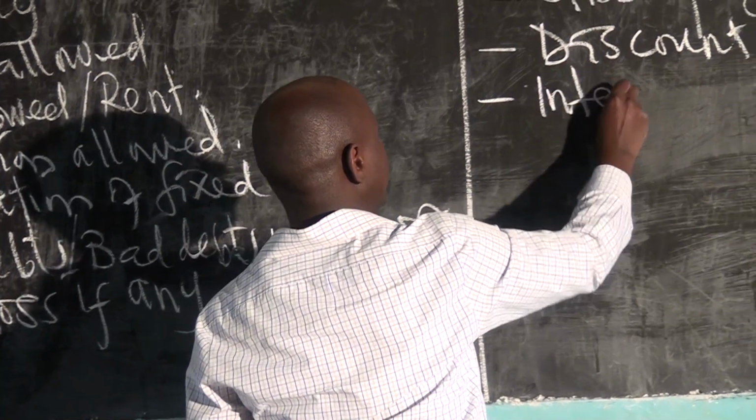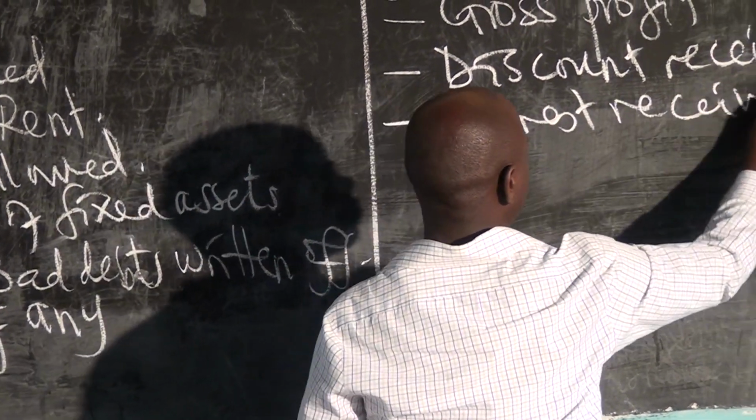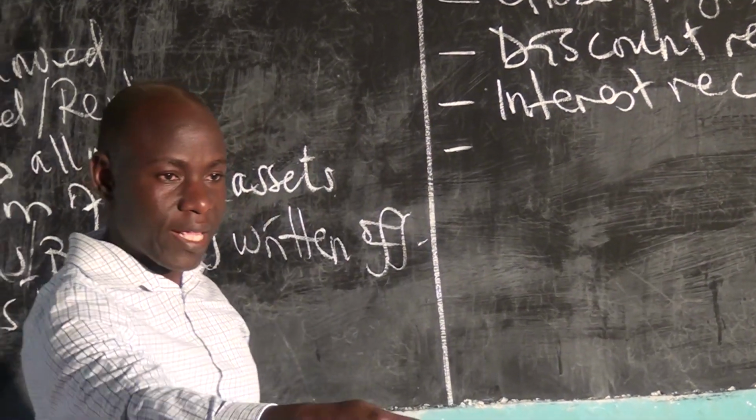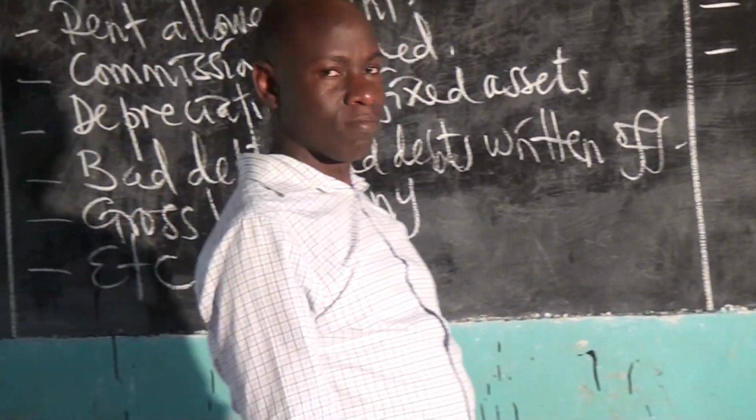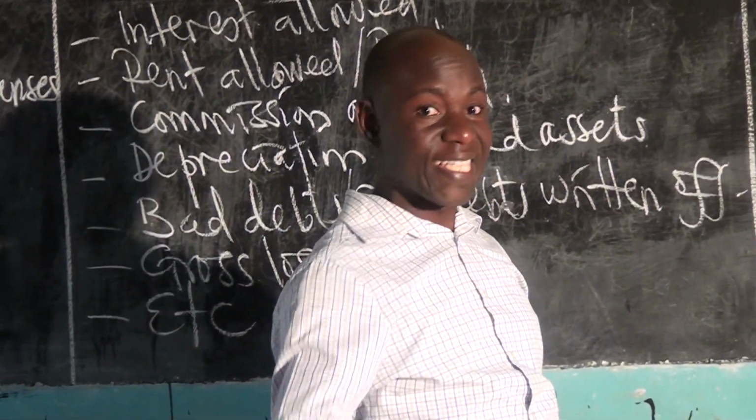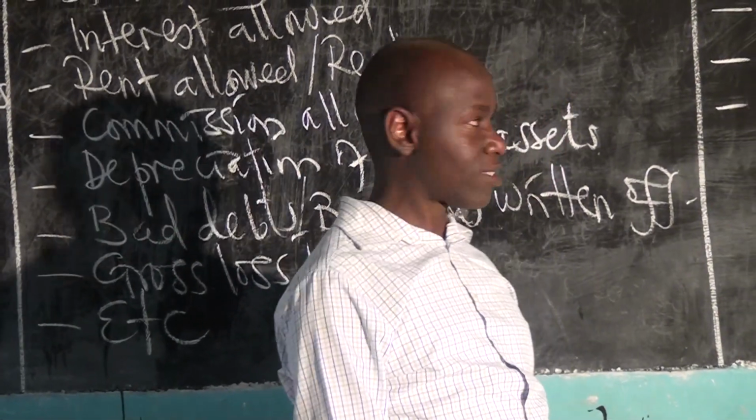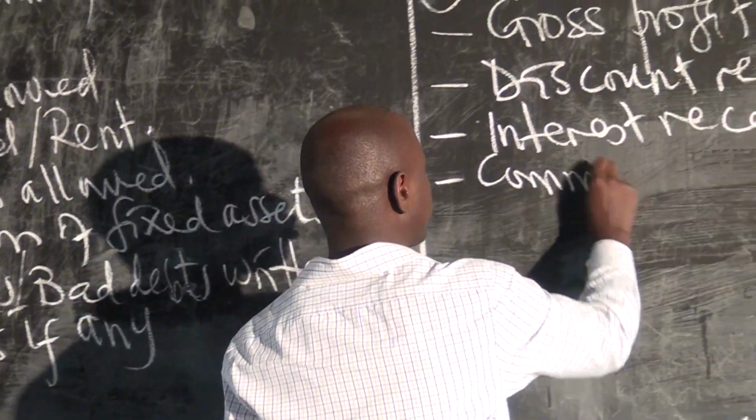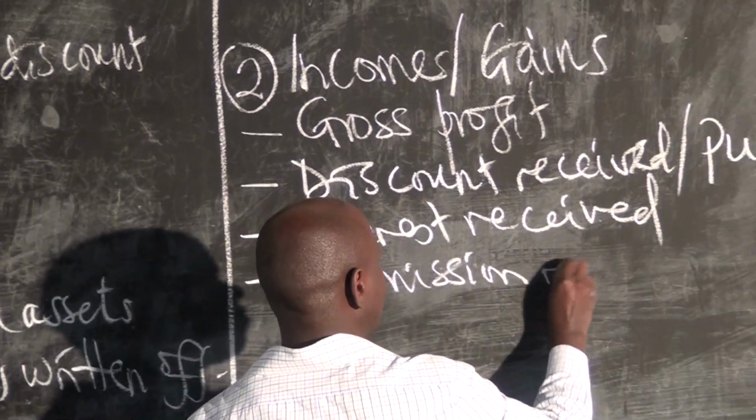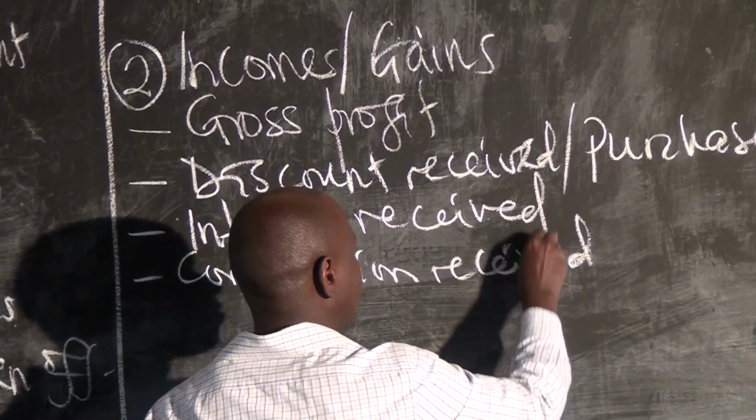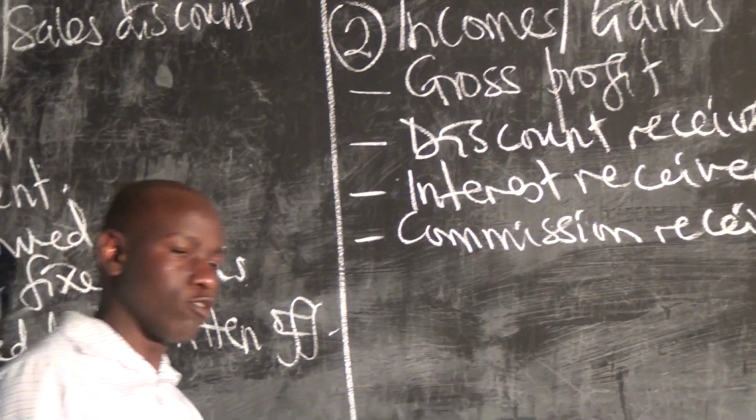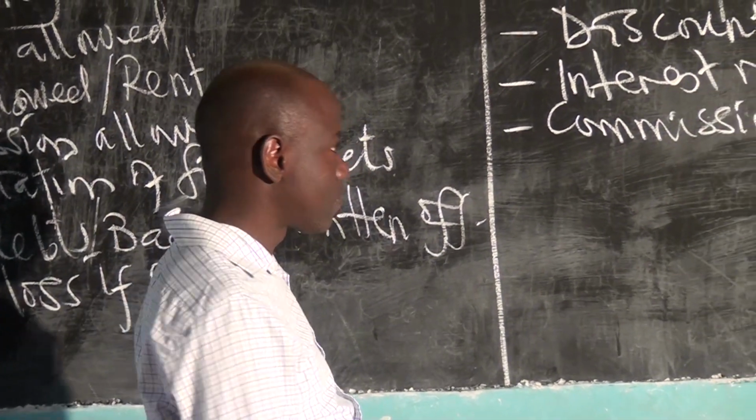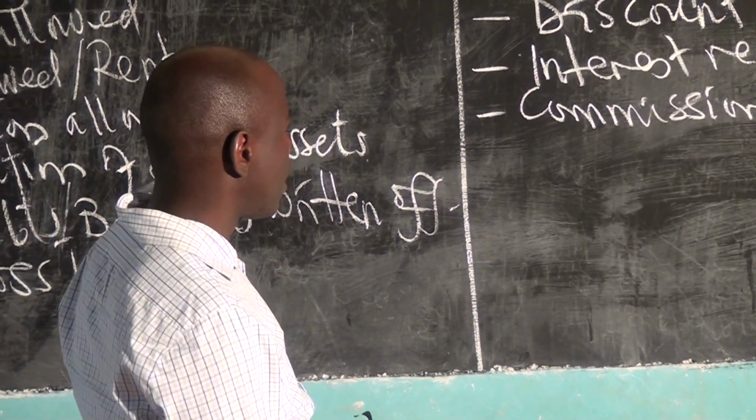We have interest received. The business maybe lent some money out, and those people that took the business's money, as they are bringing it back, they bring it with interest. That one is also regarded as an income to the business. Commission received: the business also participates in a deal. The business sells goods and it is also given a commission. That is the commission received, which is also regarded as an income to the business.